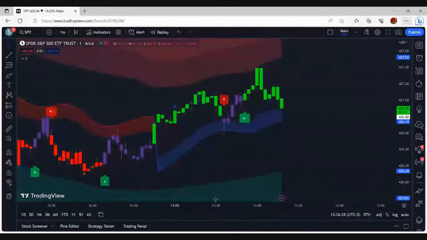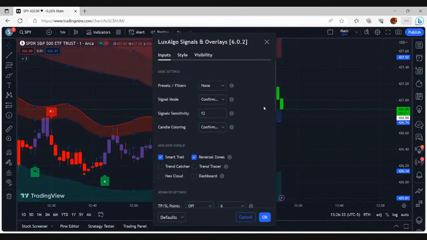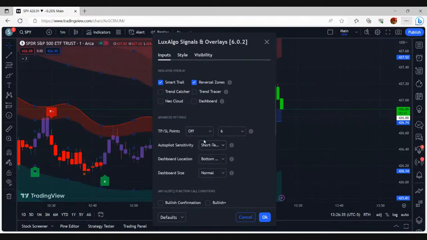All right, so it looks like we're testing the smart trail here, and I'm curious where the stop loss and things are on Lux at the moment. So I'm going to turn it on, see where we're at.